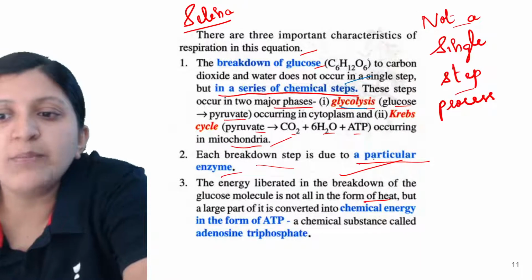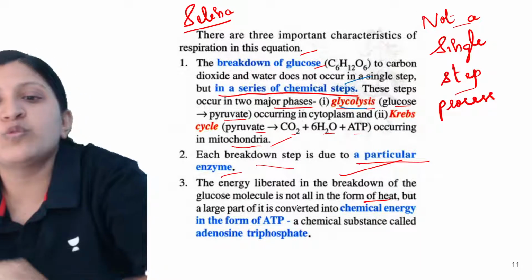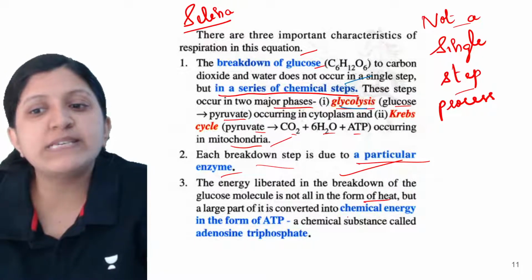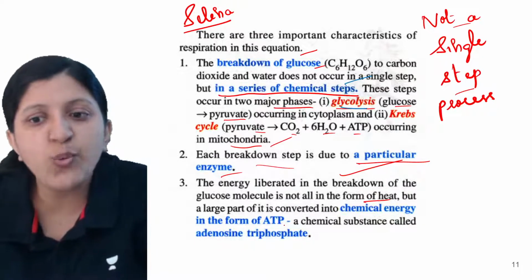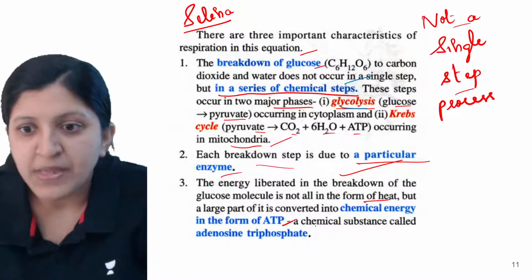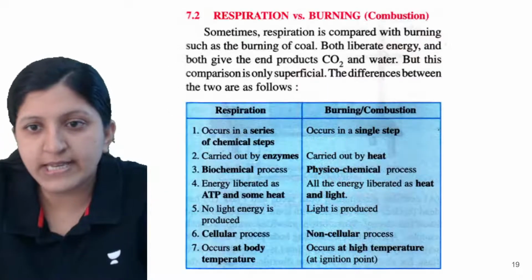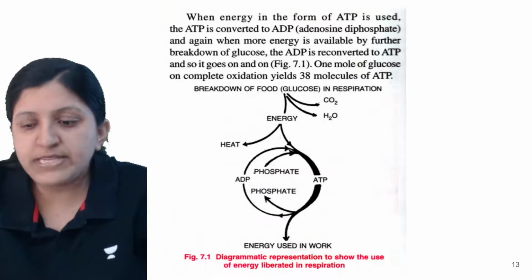So the energy liberated in the breakdown of the glucose molecule is not all in the form of heat, but a large part of it is converted into chemical energy, in the form of ATP. This chemical substance is basically adenosine triphosphate. All right, here some of these steps are mentioned.